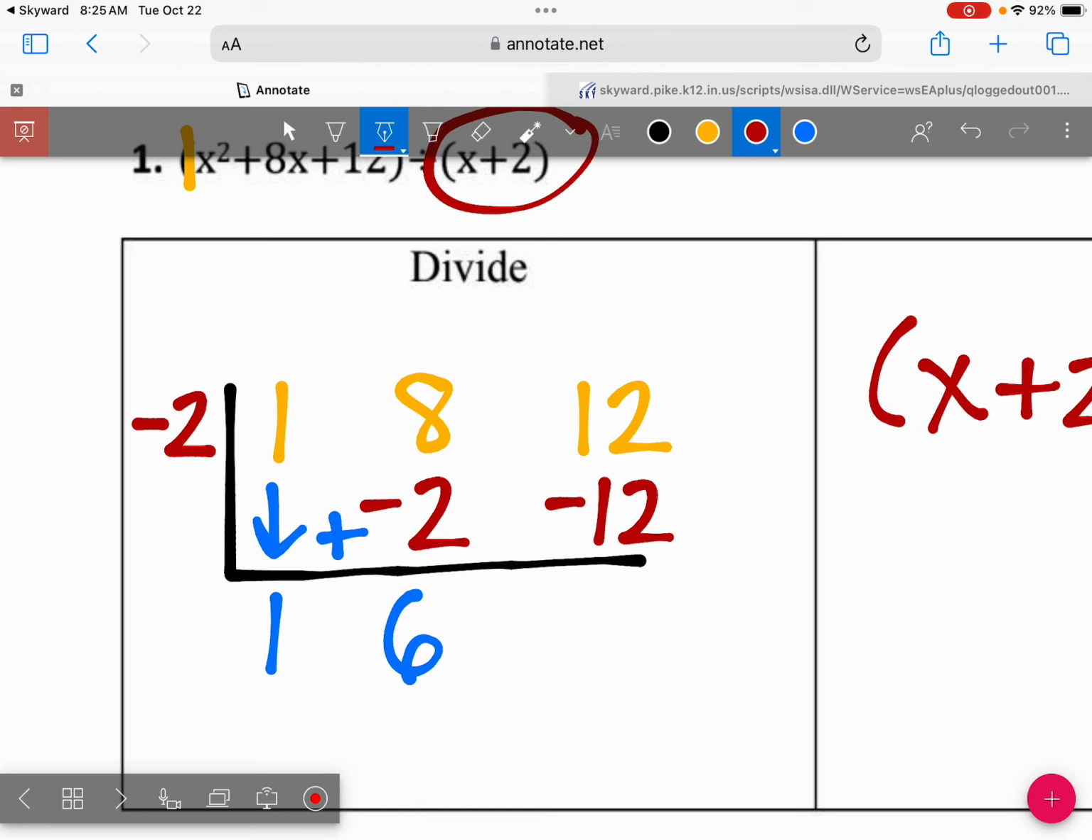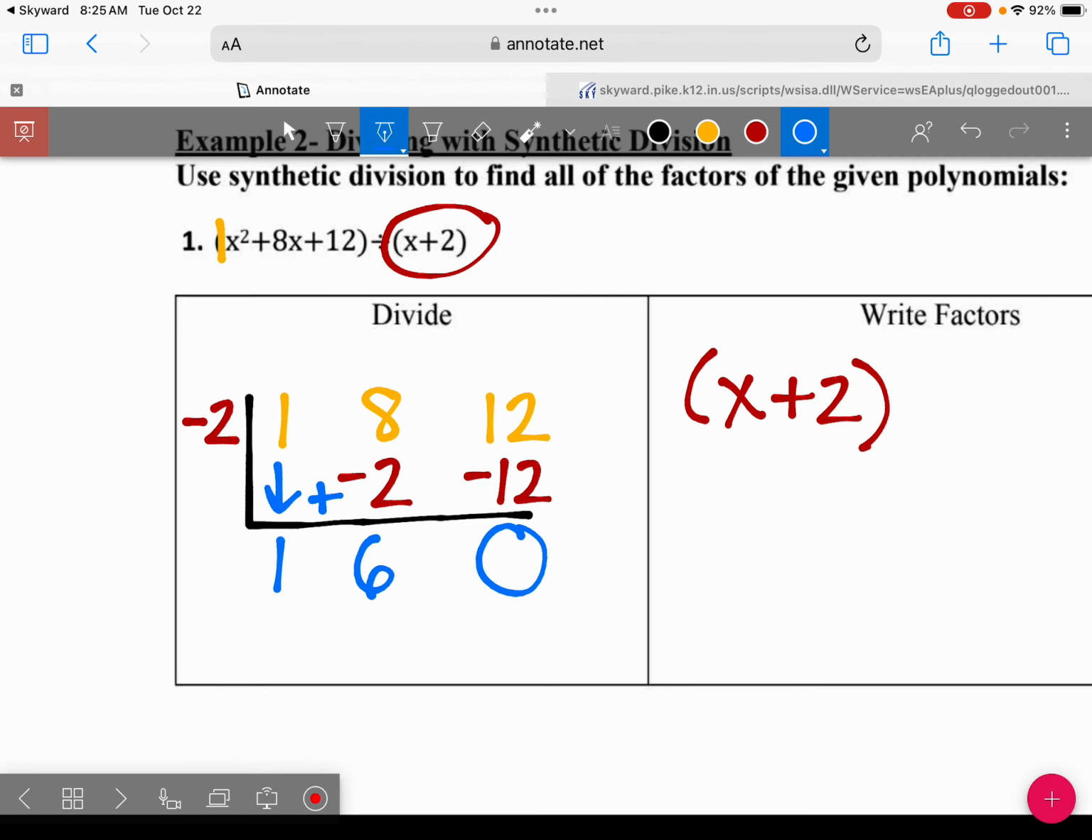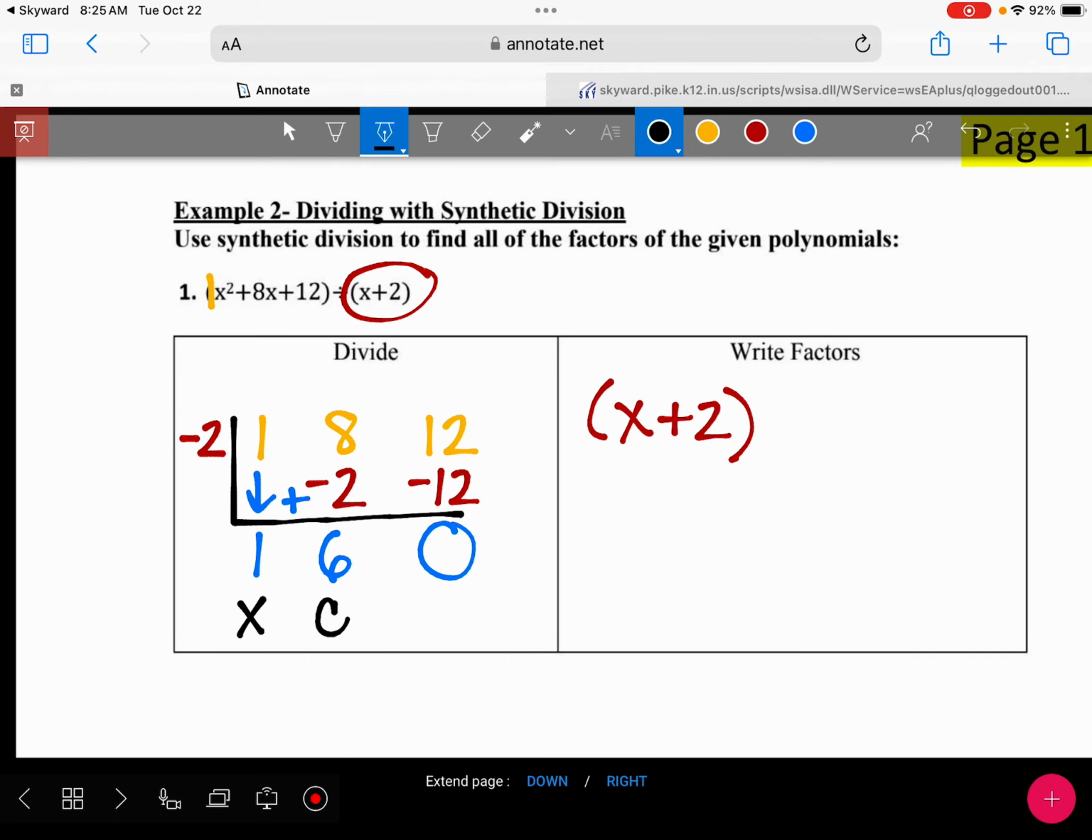Now when you add at the end, you should always end with a 0. Just like with long division, you would end with a 0. With synthetic division, you should end with a 0. So these 2 numbers represent my factors. This is my x, and this is my constant. So my factor, when I write it over here, would be 1x plus 6. You see how I just have the numbers. We only know the numbers in our factors. So our factors would be x plus 2 and x plus 6. And that is synthetic division.